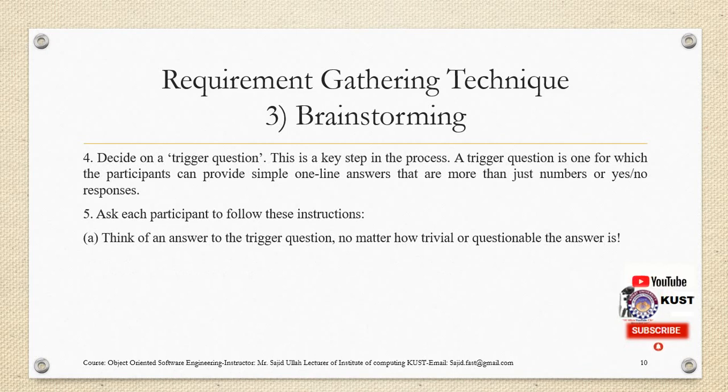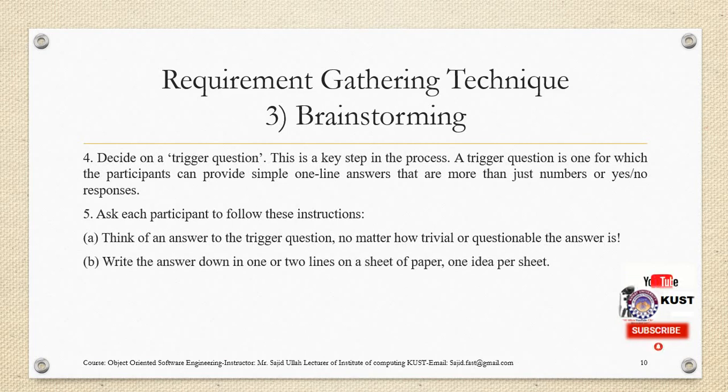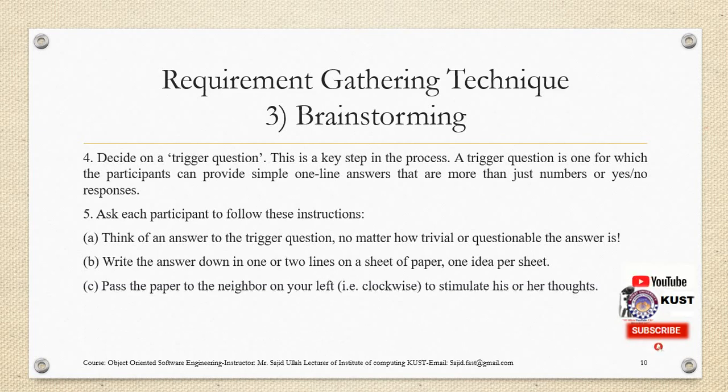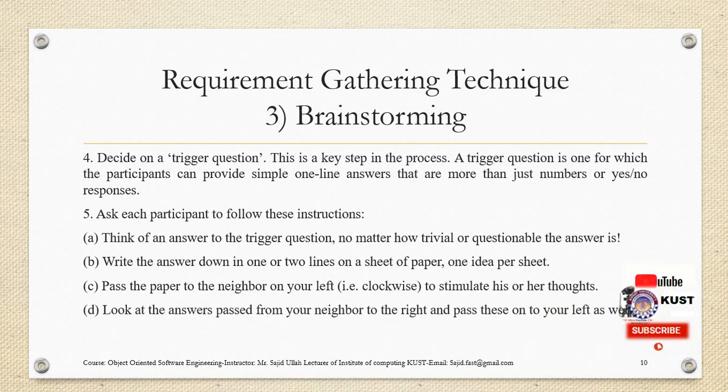Ask each participant to follow these instructions. First, think of an answer to the trigger question, no matter how questionable the answer is. Write the answer down in 1 or 2 lines on a sheet of paper, but there should be one idea per sheet.